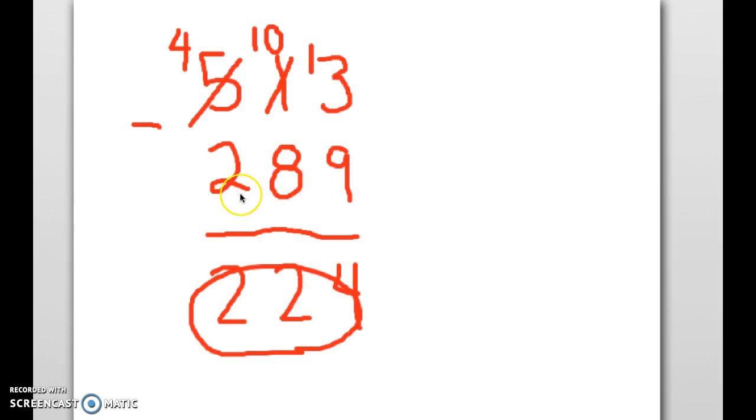And then we went to the hundreds place. We took our amount, and we took it away from 4, which is 2, and we dropped it down. So our result was 224.